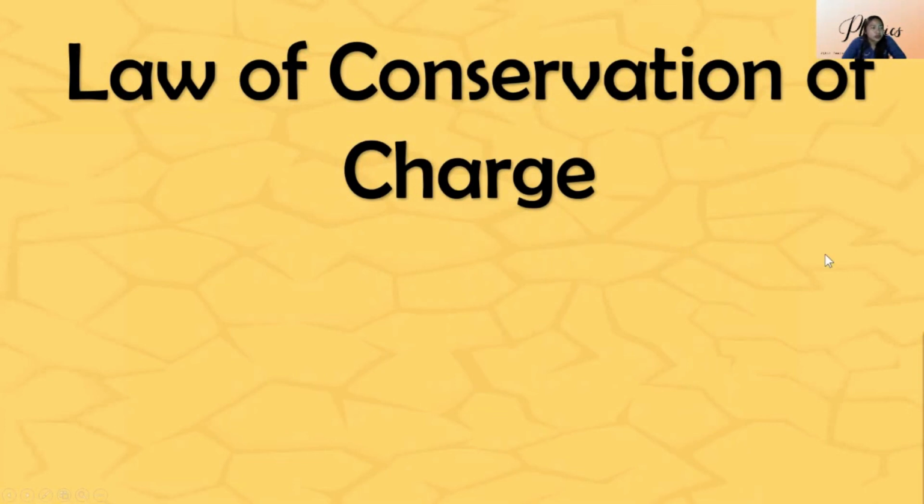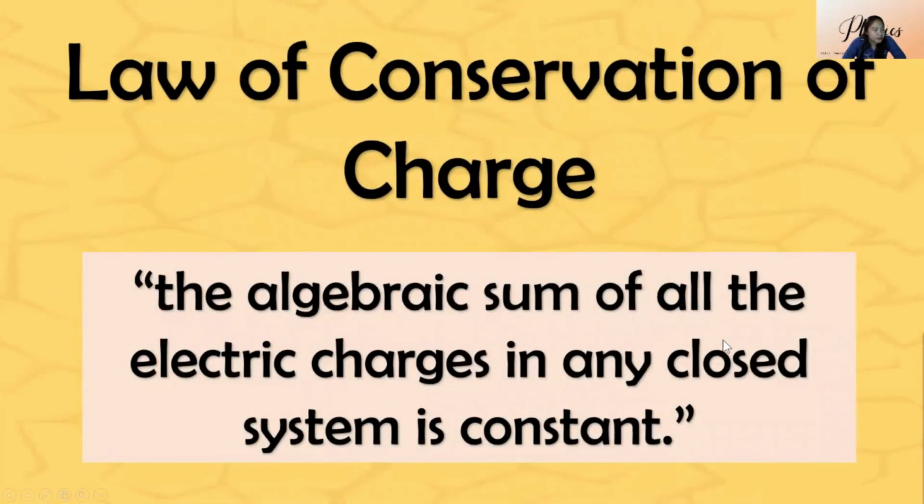Okay. Now, methods of charging follow the law of conservation of charge. When we say conservation of charge, that means the algebraic sum of all electric charges in any closed system is constant. So no charge is created nor destroyed, meaning when we interact two or more objects with each other, no charge is created. It's simply transferred from one object to another. And again, it is the electron that is being transferred, not the proton.